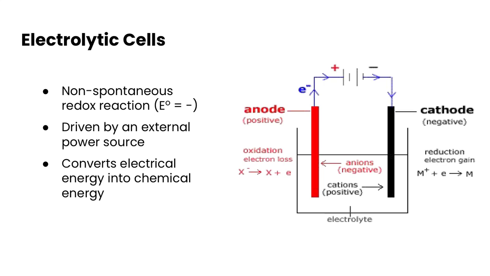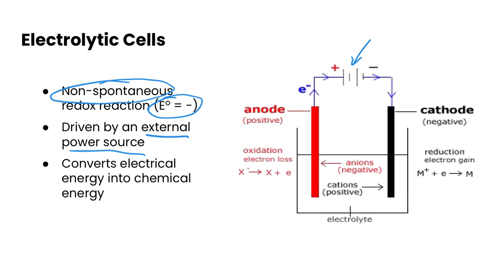In this video, we're going to take a look at electrolytic cells. Electrolytic cells are based on a non-spontaneous redox reaction. That means overall it has an E naught that is a negative value. And so in order to drive this reaction to go, because it's non-spontaneous, it requires an external power source, typically some kind of battery.